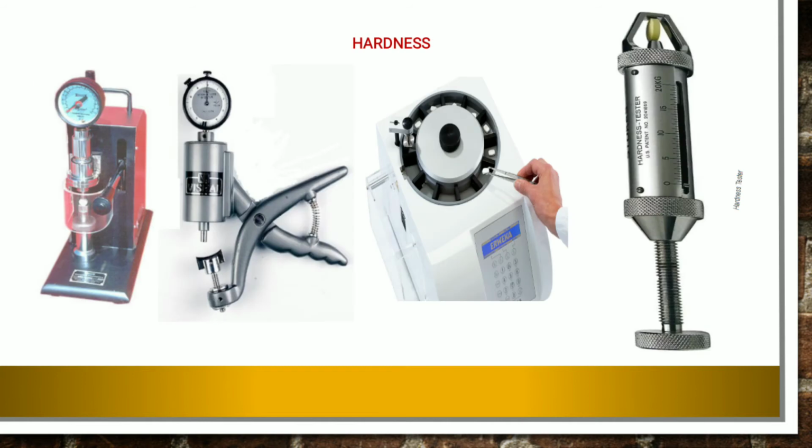Coming to the next one, that is hardness. Here you can see different equipments that are used for the purpose of determination of hardness. From the most left, you can find the Strong Cobb hardness tester, followed by Pfizer's tester. Then the next one is Erweka hardness tester, and the last one, that is Monsanto's hardness tester. So these are the different testers that can be used to determine hardness of the tablet.